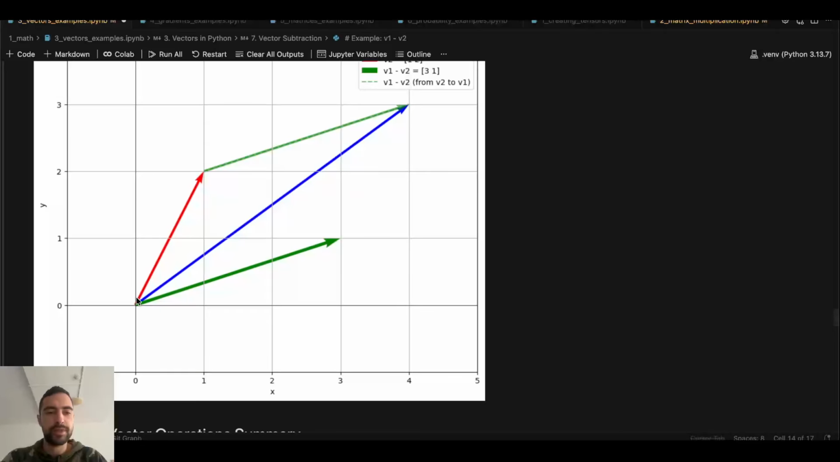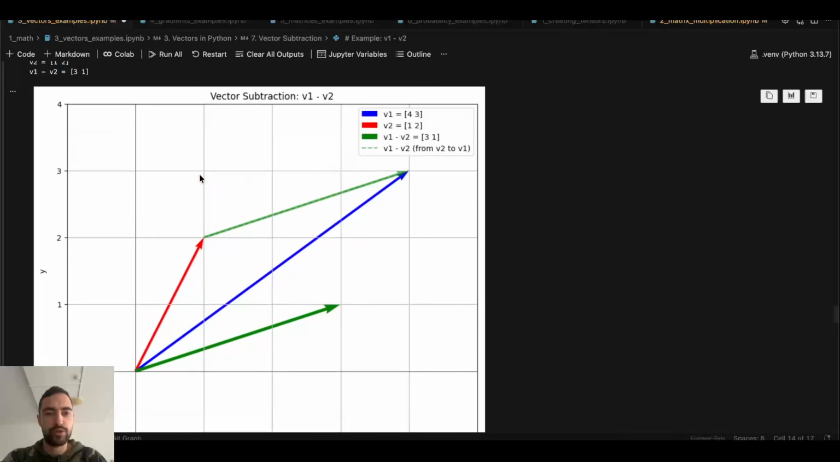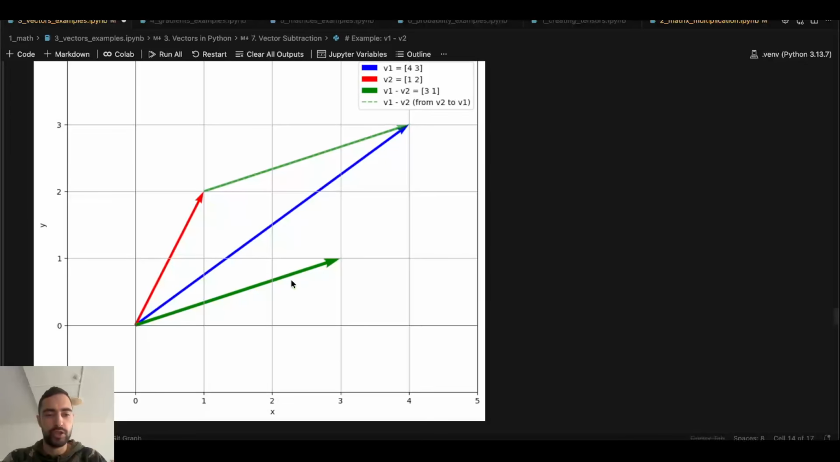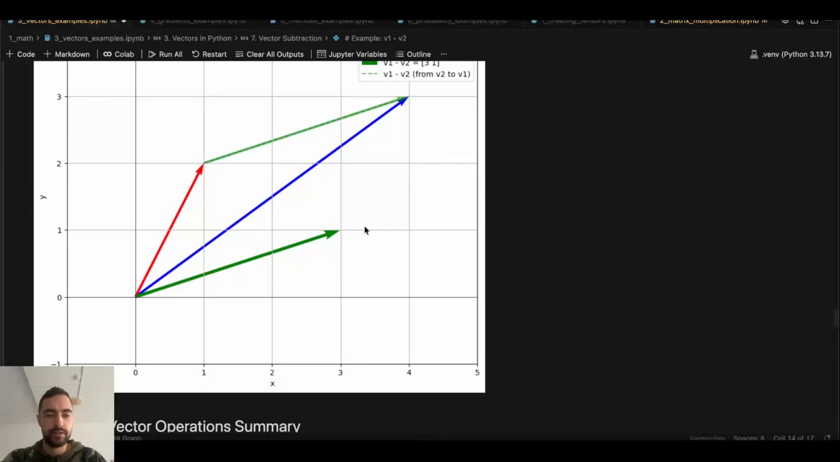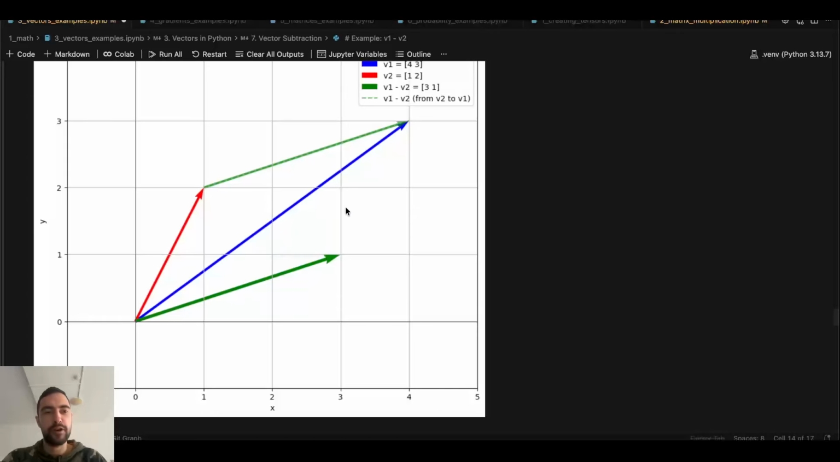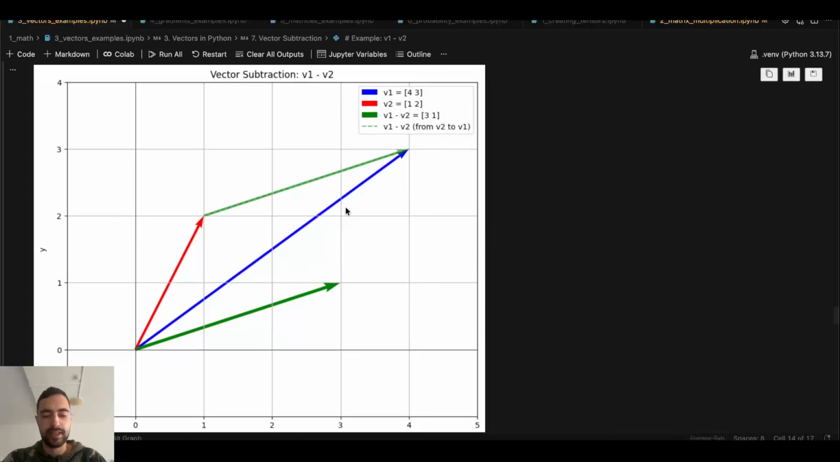So you will start from the second vector that you are subtracting, going to the end of the first vector from which you are subtracting. That's your new vector. So then you can move it to the origin to see its real coordinates. And that will be it for vectors, and see you in the next lesson.